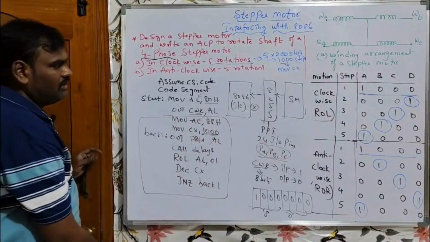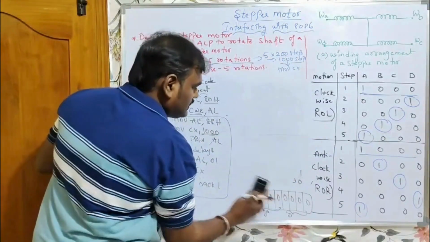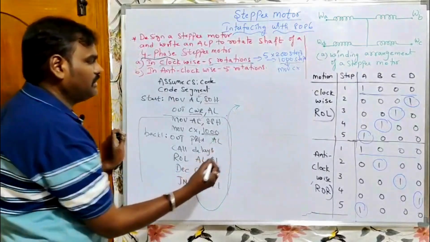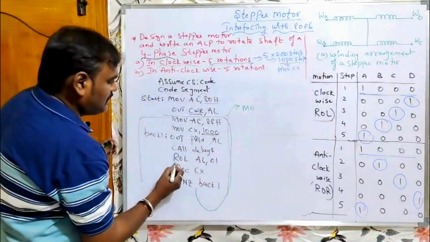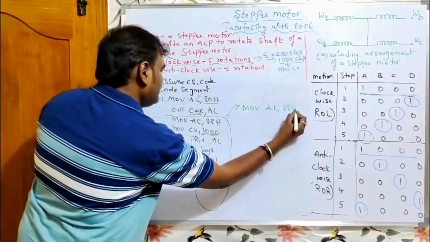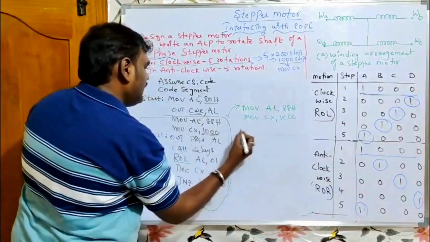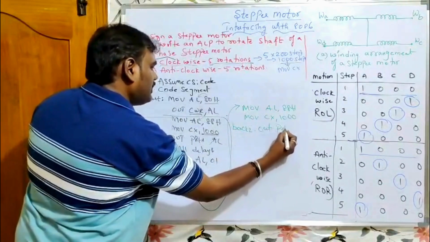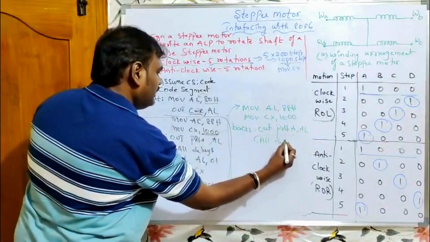Next we need to write the anti-clockwise. I am erasing this part due to space constraints, and I will continue from here only. Again write the entire module as it is, just replace with ROR, that is enough. MOV AL, 88H, MOV CX, 1000, and back to OUT port A, AL, and call delay for winding to winding.